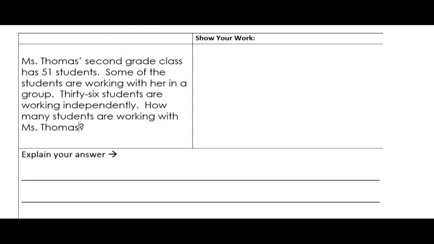Yes, we should draw the part total boxes, just like our apple pictures. Remember, the total amount is at the bottom. I'm going to write a T for total. That's the whole apple that has not been cut. So 51 students in Miss Thomas's class is the total number.